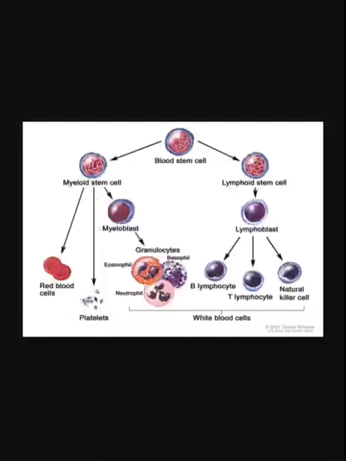Again, the red blood cell is for carrying oxygen and nutrients and then bringing carbon dioxide out. Platelets here, their main function is to create that platelet plug when there's bleeding going on.